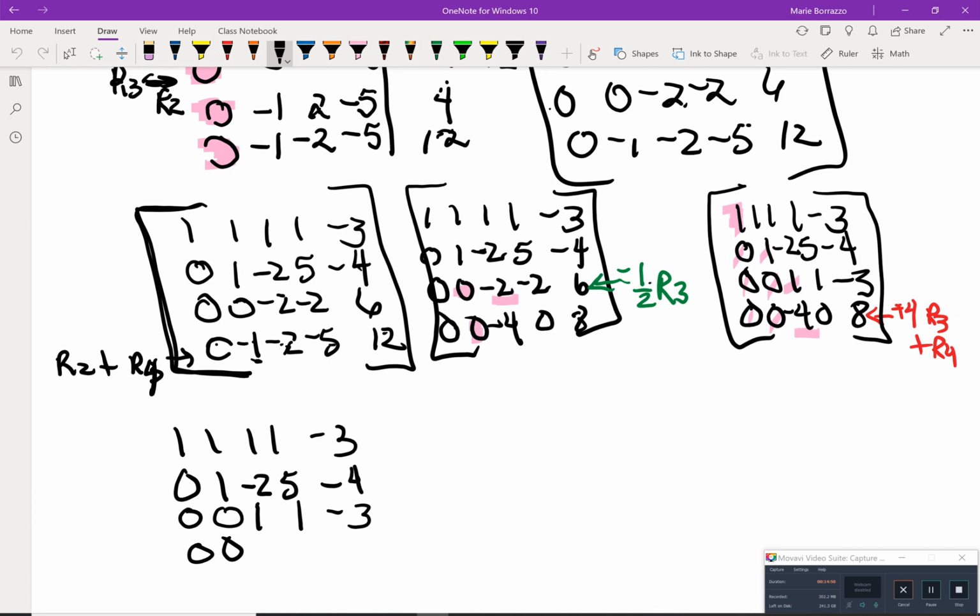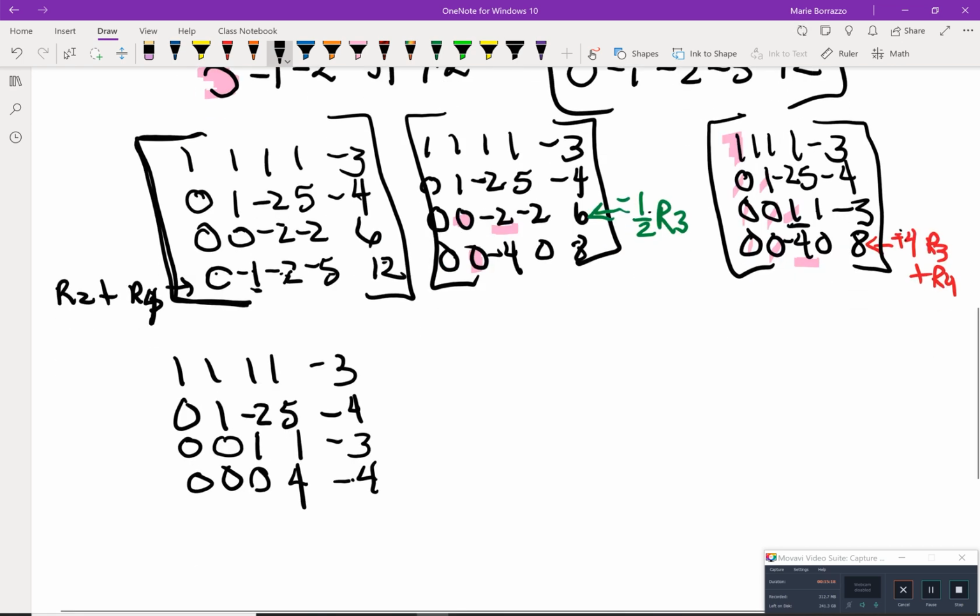Now, I'm here now. So negative 4, excuse me, positive 4 times 1 is 4, minus 4 is 0. Done. 4 times 1 is 4, 4 and 0 is 4, so that does not change. And 4 times negative 3 is negative 12 plus 8 is negative 4. And that's what I have so far.